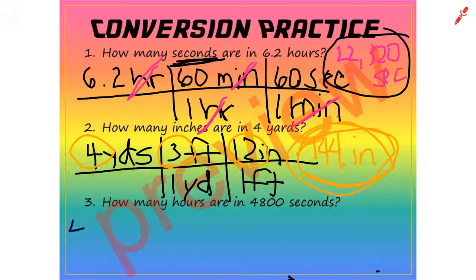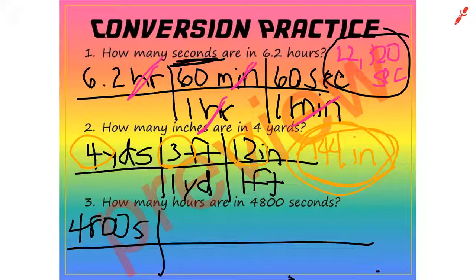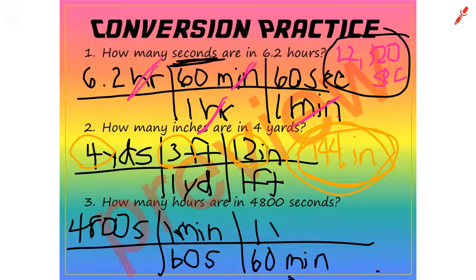Okay. So on here in the bottom, you have 4,800 seconds. They want to know how many hours that is. So I know that there are 60 seconds in 1 minute and 60 minutes in 1 hour. So I'm going to have to use a calculator again on this one. I have 4,800 divided by 60 and then divided by 60 again. So it's 1.3 hours.